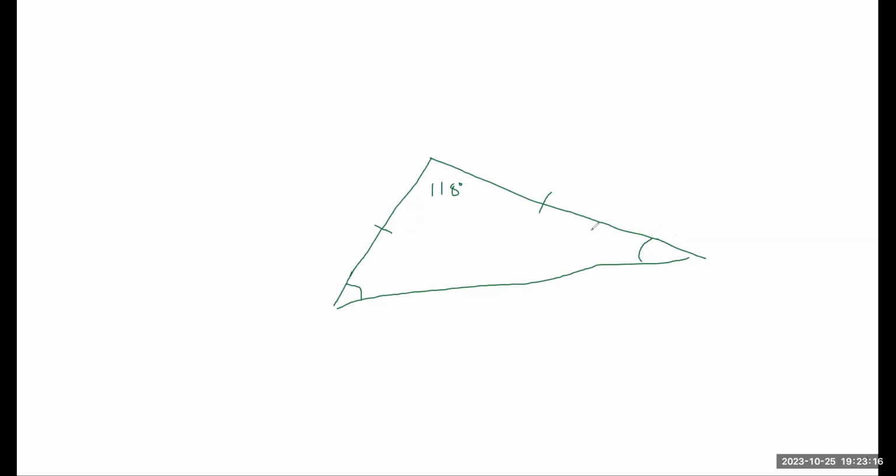And since all the angles in your triangle add up to 180 degrees, if I call this measure angle 1, then this is exactly the same angle 1. So I have 2 measures of angle 1 adding to my vertex angle of 118 degrees must equal 180 degrees. It's been a long time since I've written with a mouse on a whiteboard, so I do apologize. So we have 2 measures of angle 1, since those base angles are exactly the same.